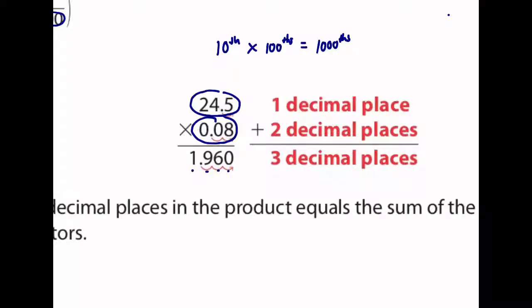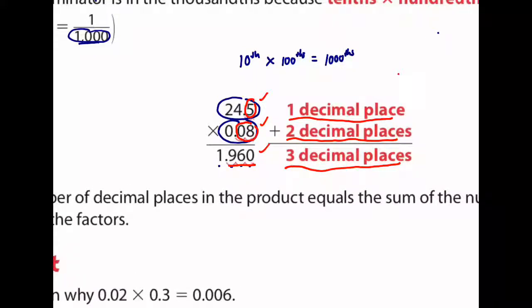Now, when you're doing decimals, here's an easy way to remember it. There's one decimal digit in the first product. There are two decimal digits in the second product. That means in your answer, you will have 3 decimal digits. Okay? Tenths times hundredths is thousandths. That's what they're talking about.